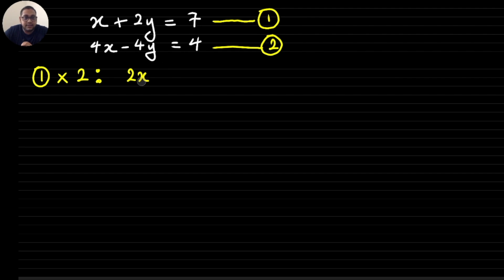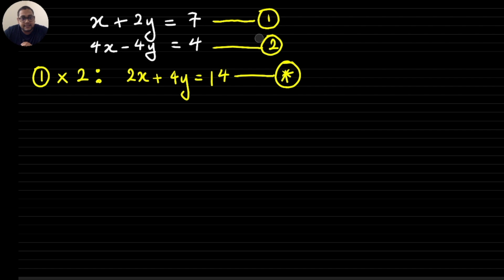So 2x to begin with, then we have 4y, and 7 multiplied by 2, that will be 14. And I'm going to label this as asterisk. You can label it as equation number 3 as well. As long as you do not get confused, it's totally fine.